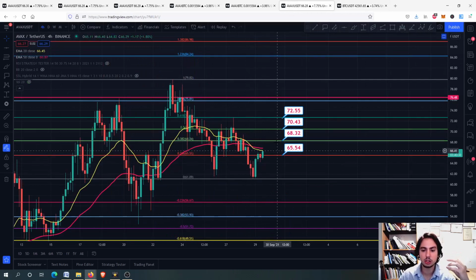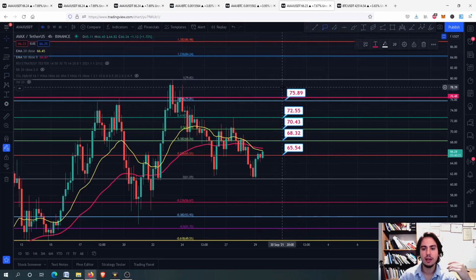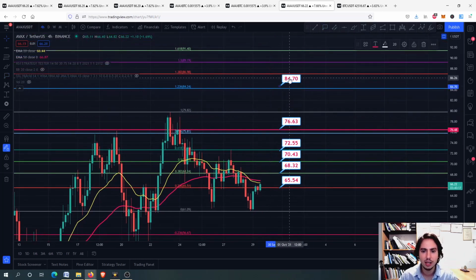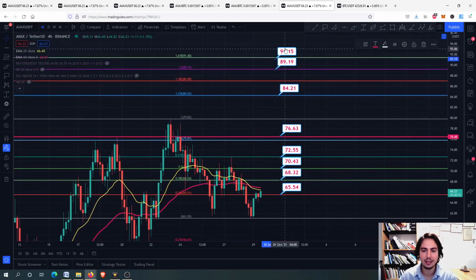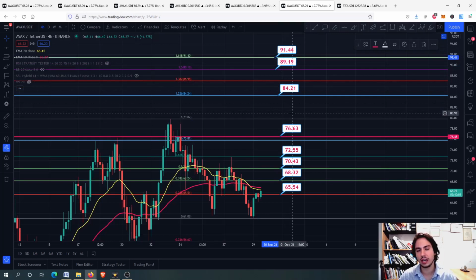at the same time it's not safe to get in, and it is not sure that we will be holding these targets. If you want to be more safe, then you can go above the 76.63, and then the next targets will be the 84, the 89, and the 90 for Avalanche. Okay, next targets are there, and of course you can get it in afterwards.